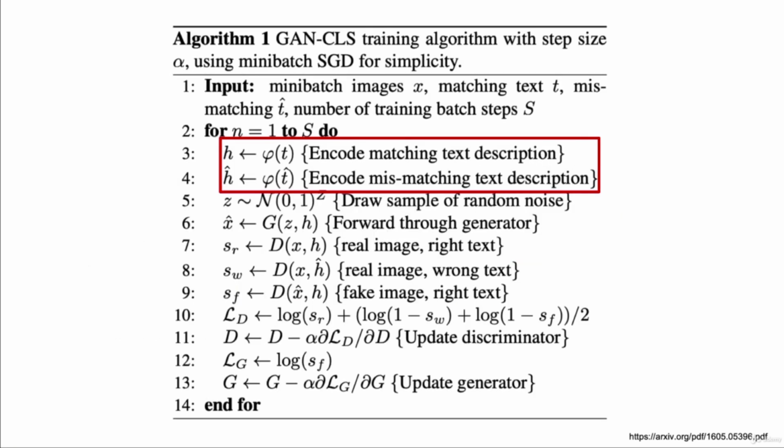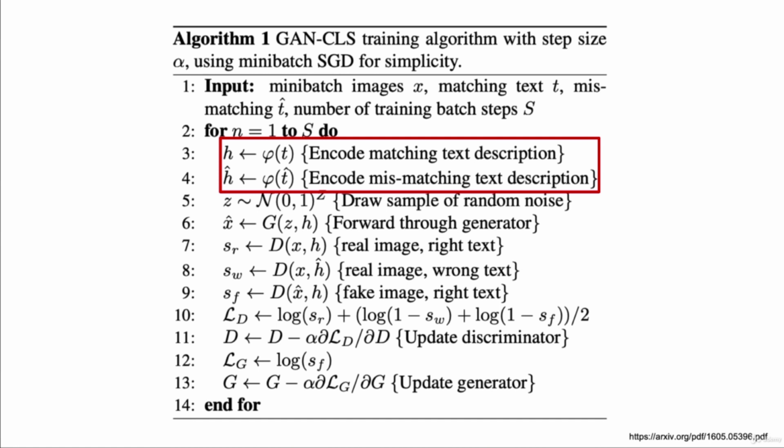Now let's talk a little bit about the training algorithm. For each iteration, the first thing we do is take two batches of text. The first is matching text descriptions and the second is mismatching text descriptions.